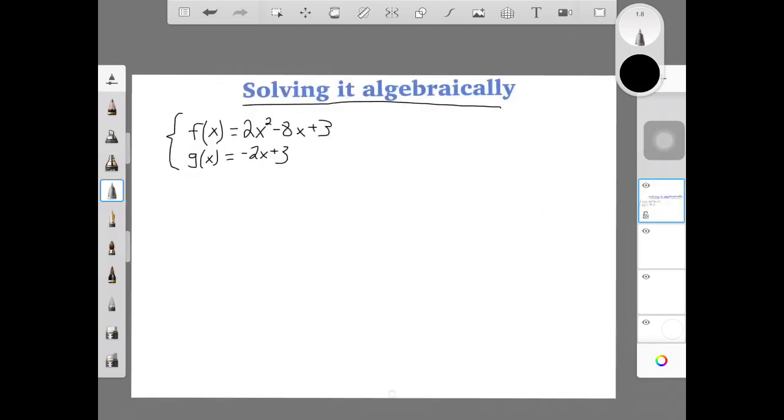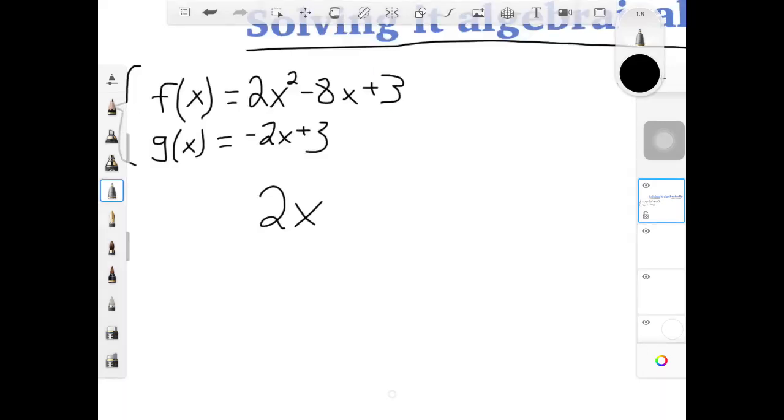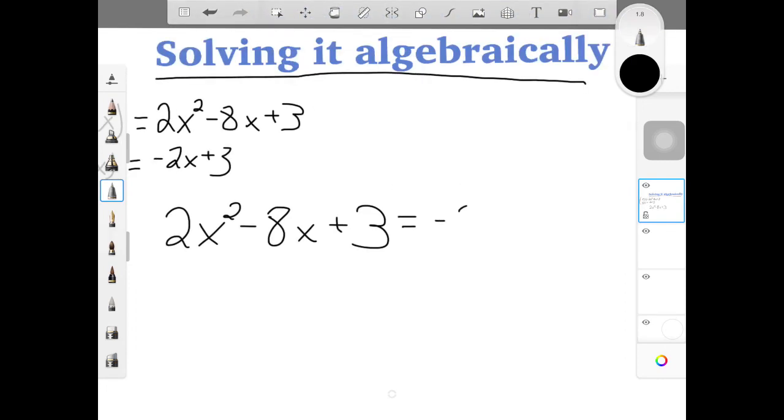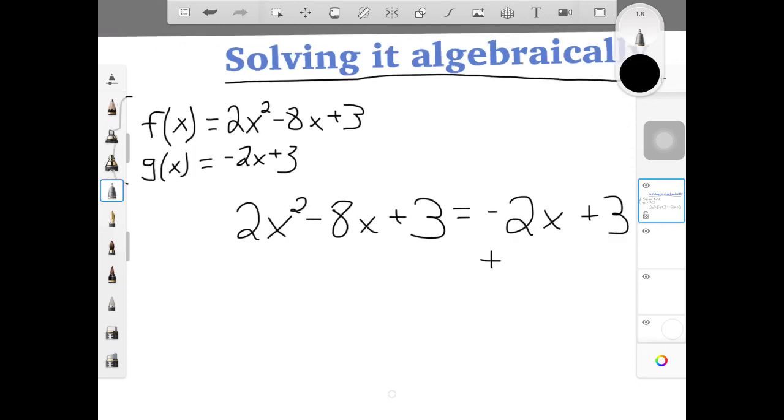Now I'm going to solve the same problem algebraically. First, I'm going to set both equations equal to each other so I can find the x values. This means the equation will be 2x squared minus 8x plus 3, which is f of x, equals negative 2x plus 3, which is g of x. I'm going to now make one side of the equation equal to 0 so I can factor the other side. To do this, I add 2x and subtract 3 on both sides of the equation. The new equation is 2x squared minus 6x equals 0.